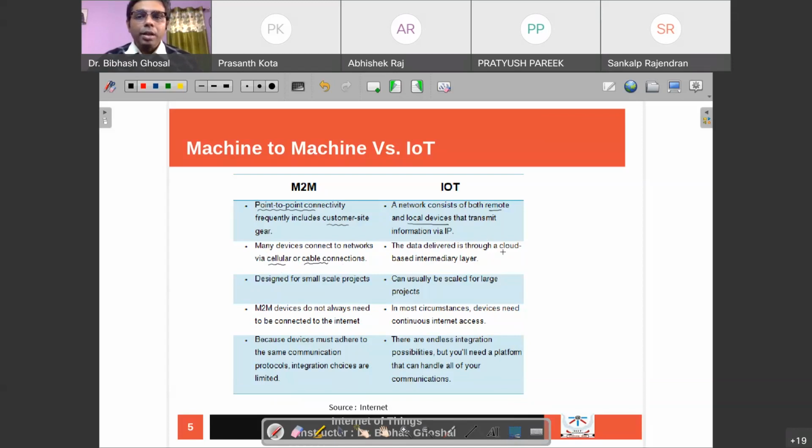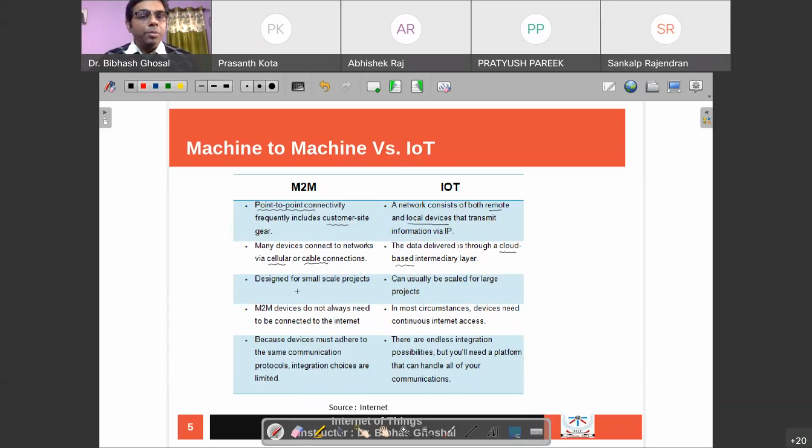In IoT, the connectivity is basically cloud-based. You have a third-party infrastructure. The devices get connected to that, and via that cloud, you can connect to other devices or to an application. This is the mechanism of IoT.